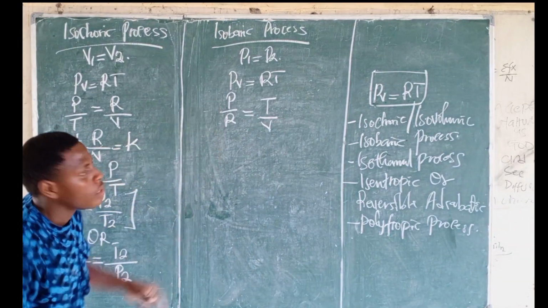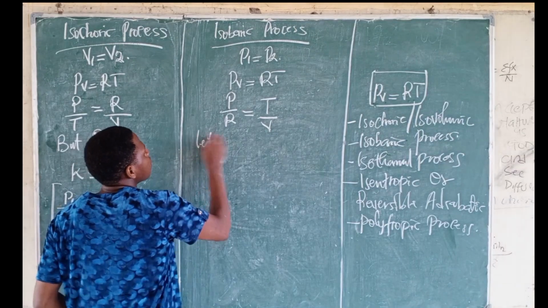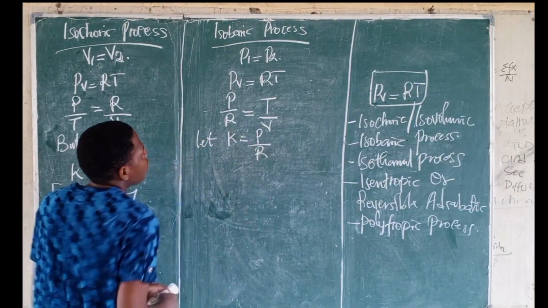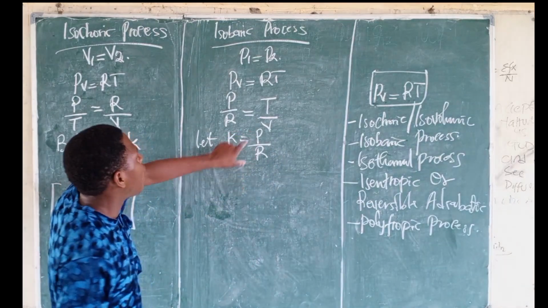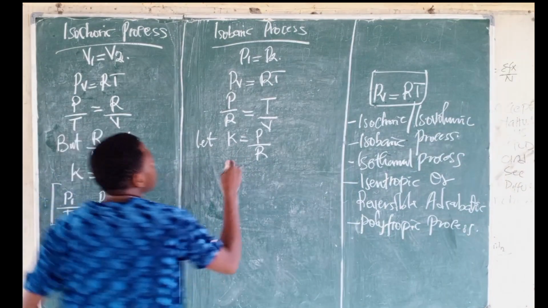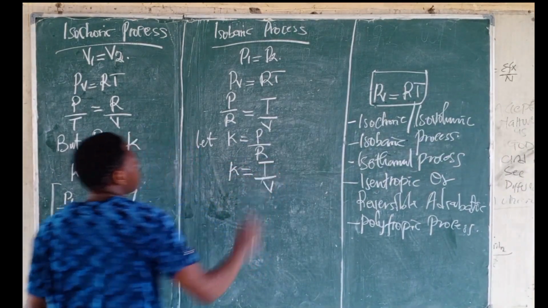What is P over R? It is a constant. So let K be equal to P over R. Anywhere we see P over R, we represent it with K. So we can say that K is equal to T over V.